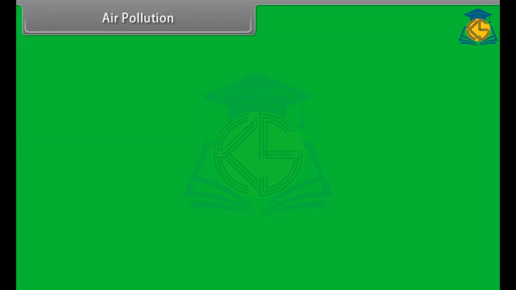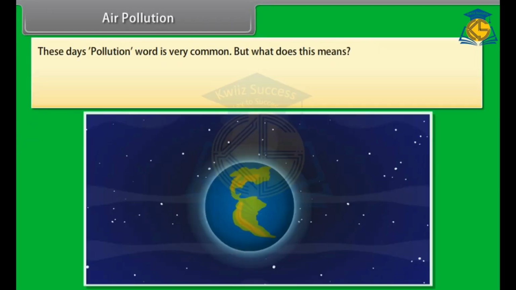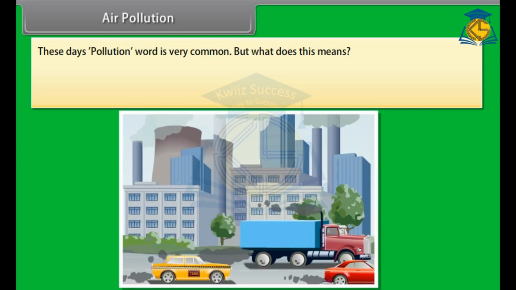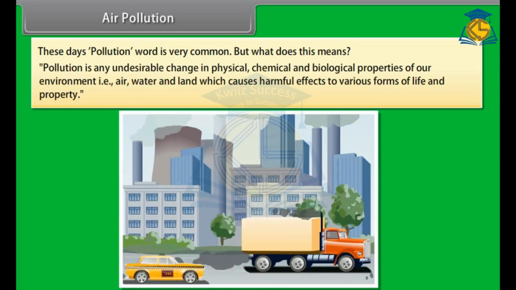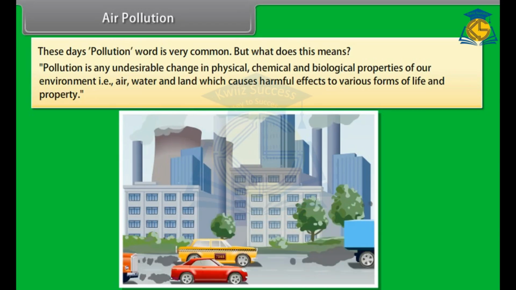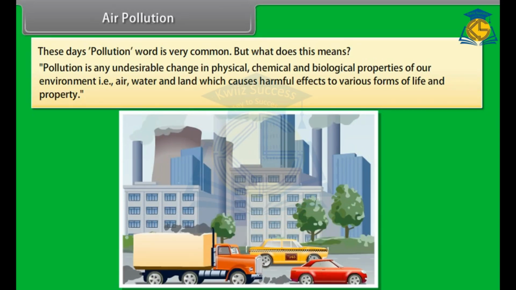Air pollution. These days, the word pollution is very common, but what does this mean? Let me tell you. Pollution is any undesirable change in physical, chemical, and biological properties of our environment, that is, air, water, and land, which causes harmful effects to various forms of life and property.